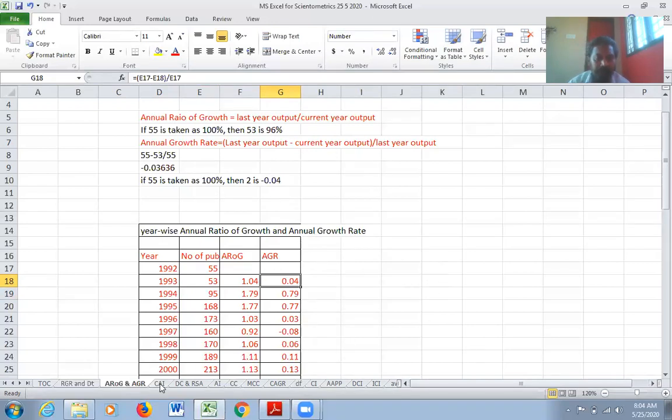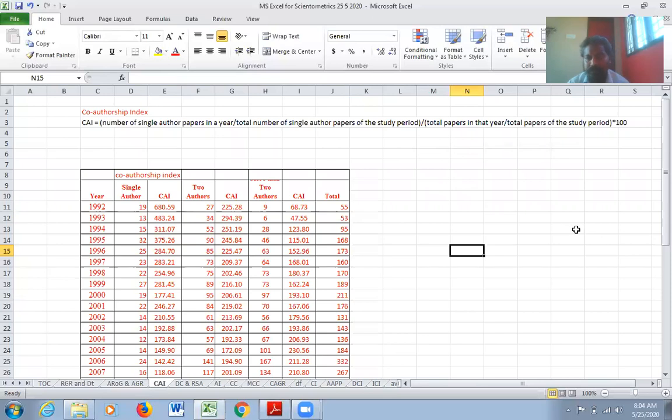Fine. Let us go to the third one. This is co-authorship index, and it says that number of single author papers in a year divided by total number of single author papers in the study period. You take these two concepts, you calculate the answer, divided by total papers in that year divided by total papers of the study period into 100. Right. See, co-authorship index can be calculated for single authors, for two authors, for three authors. This way you can calculate it for all kinds of authorship pattern. You can calculate individually. Fine.